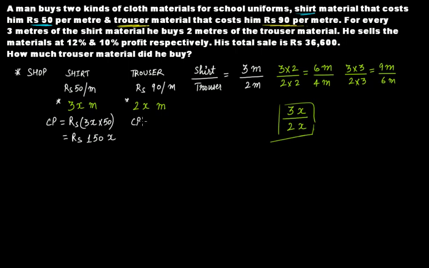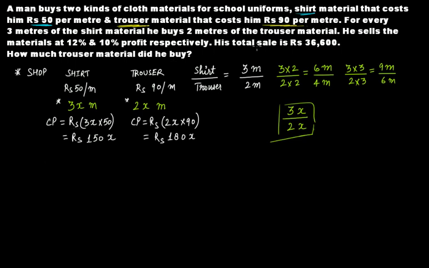Now what will be the cost price of the trouser material? If for 1 meter it costs you rupees 90, therefore for 2x meter it will cost you 2x times 90 rupees, and that is rupees 180x. We know the cost price. Now let's calculate the selling price.